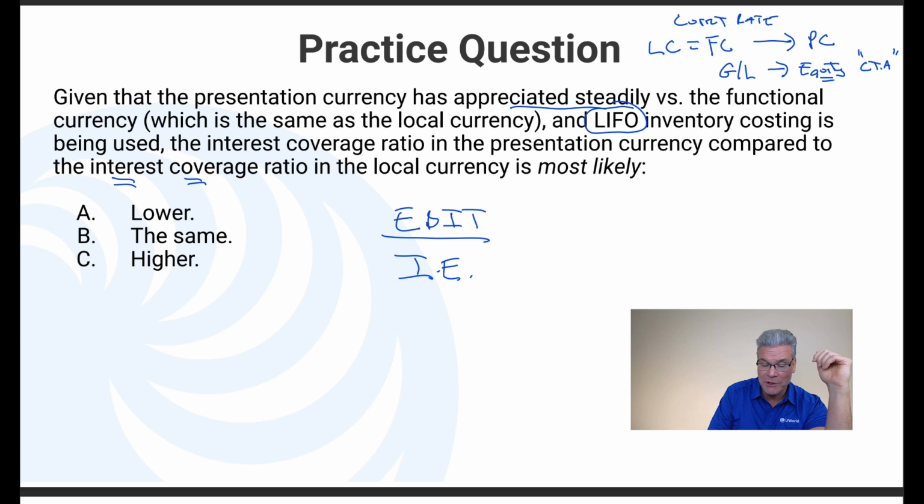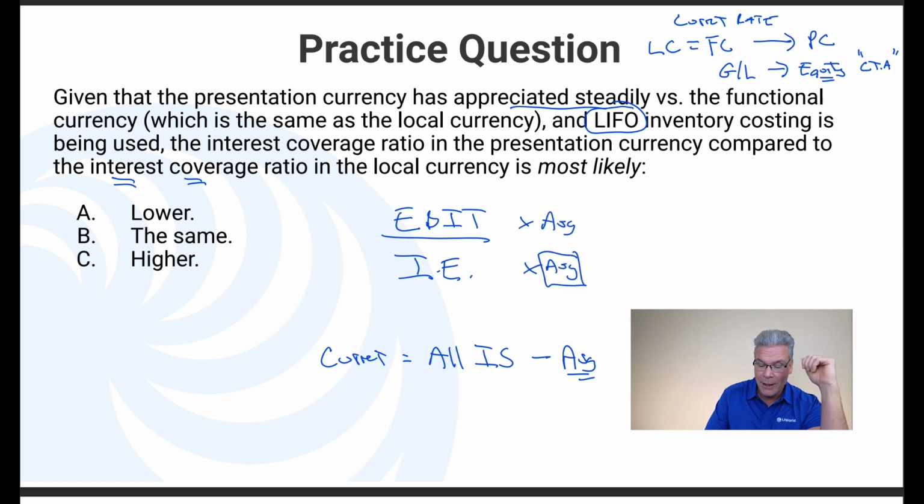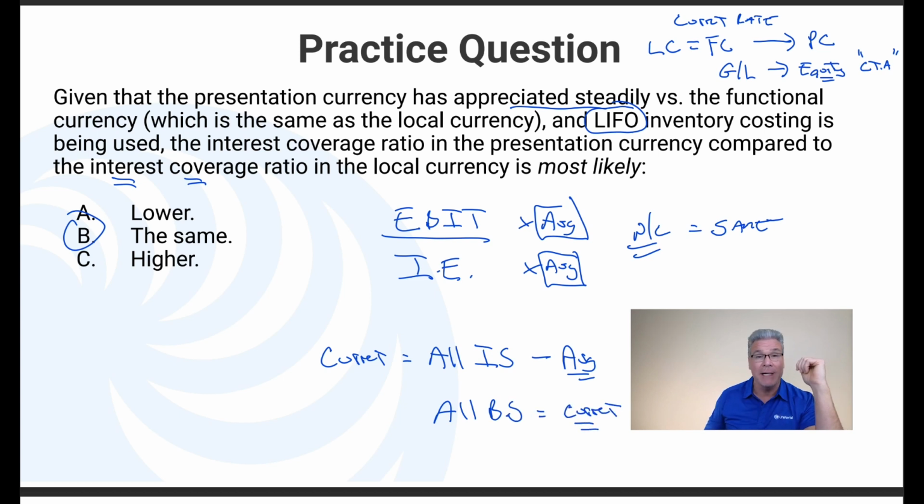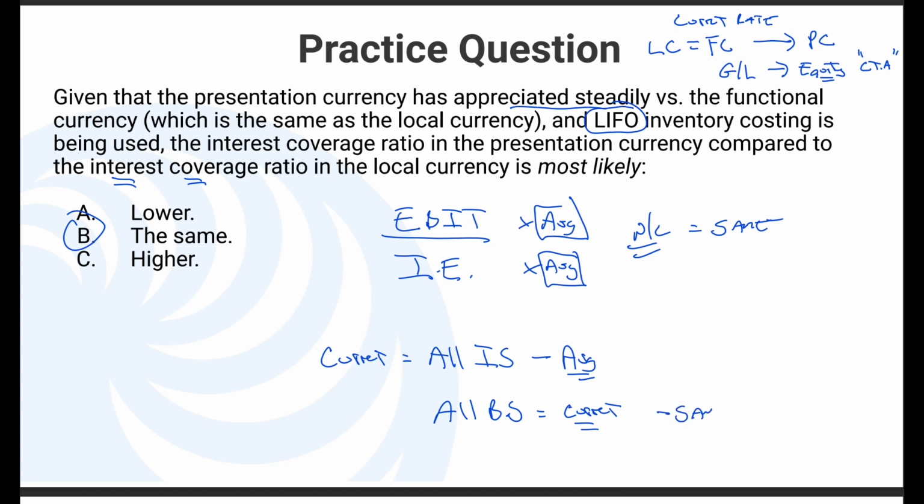Remember what we spoke about last night. Current rate method, both the numerator and the denominator, well, this is all income statement. Under the current rate method, all income statement uses what? Average. We're going to adjust the numerator and the denominator by the exact same exchange rate. That means there'll be no change in the ratio. It'll be the same. So anytime it's all income statement or all balance sheet, because for balance sheet we would use the current exchange rate, if you adjust both the numerator and the denominator by the current, all balance sheet will be the same as well.